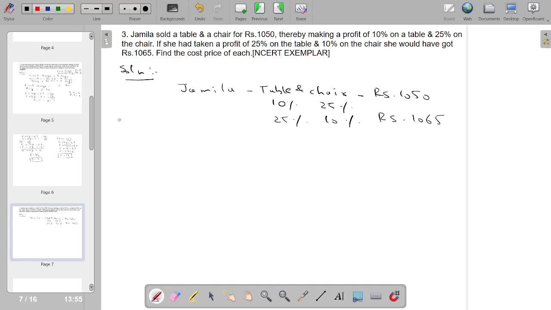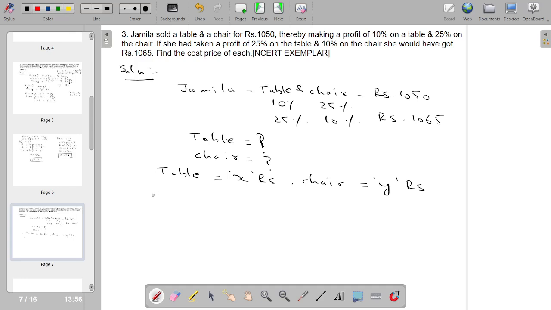Okay, so now find the cost price of each. Now we have to find the price of the table, and the price of the chair. Since we don't know, we can assume the table price is X rupees and the chair price is Y rupees. Now we can frame the equations.